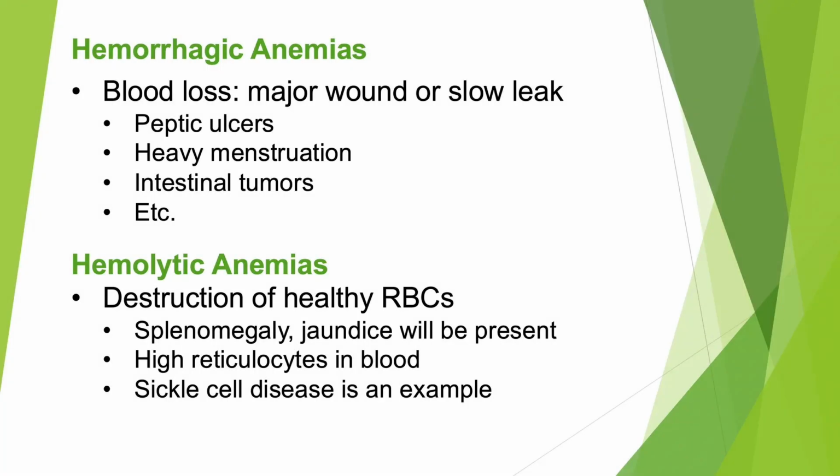Hemorrhagic anemias result from blood loss, either from a major wound or a slow leak. Common causes include peptic ulcers, heavy menstruation, intestinal tumors, and other conditions.